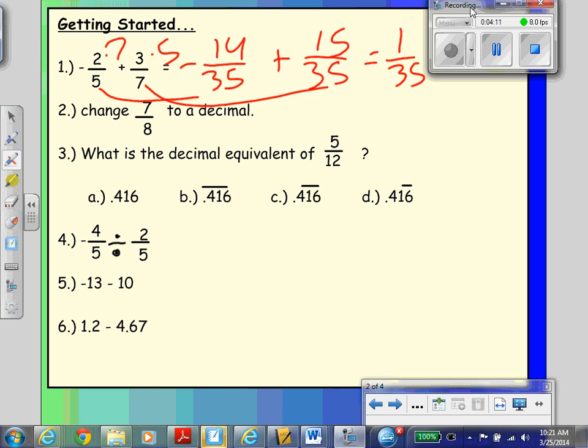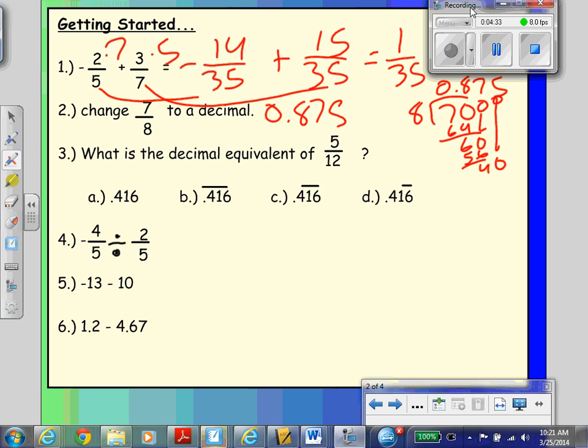Change 7/8 to a decimal. Just divide 7 by 8. 0 decimal, drop a 0. 8 into 70 is 8. Gives you 64. 6, drop a 0. 7. 56. 4, drop a 0. 5. So our answer to this one is 0.875.